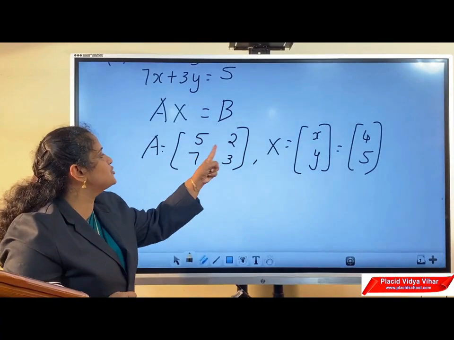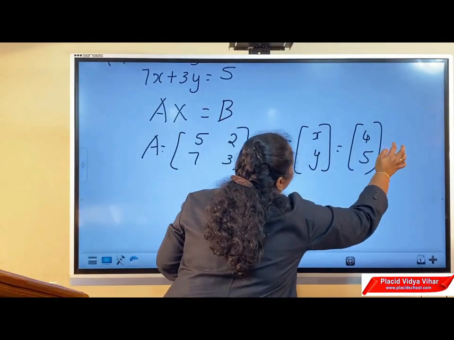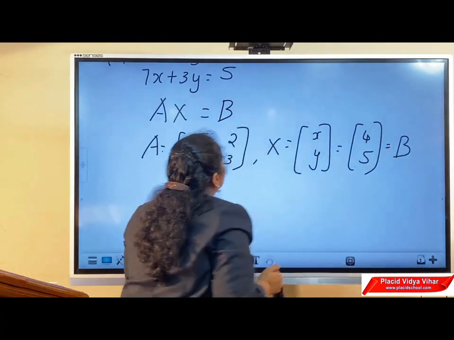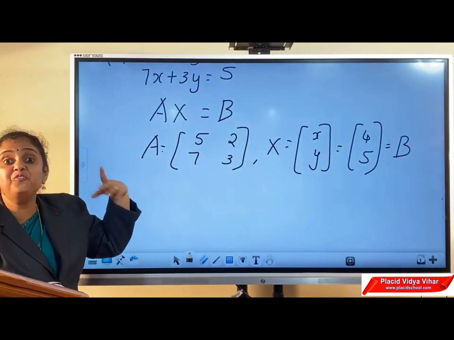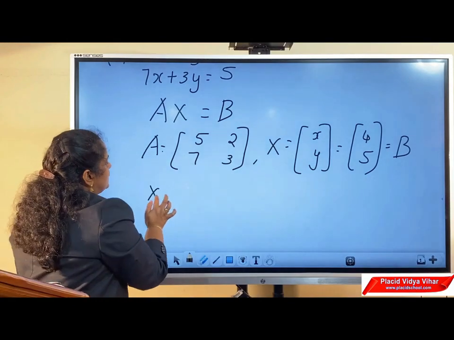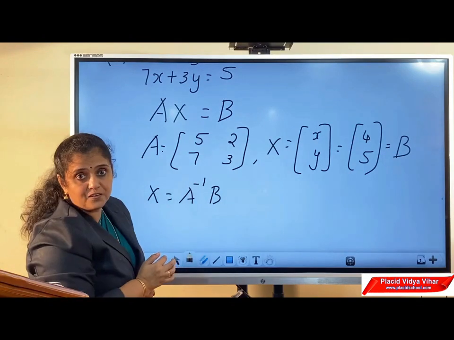A is equal to the matrix [5, 2; 7, 3]. X is equal to [x; y]. B is equal to [4; 5]. Then Ax is equal to B. That means x is equal to A inverse B. Then we can find A inverse.